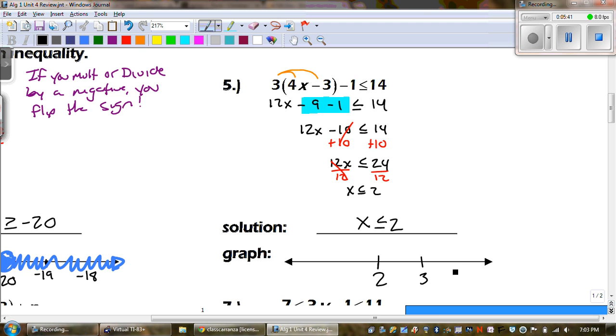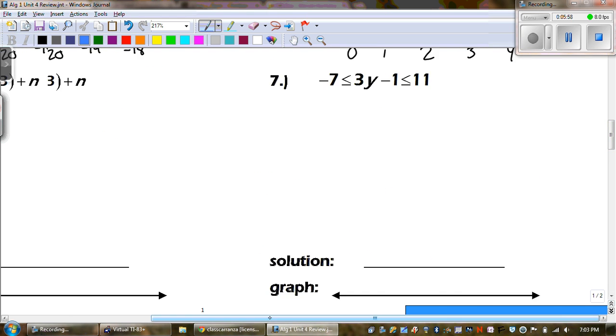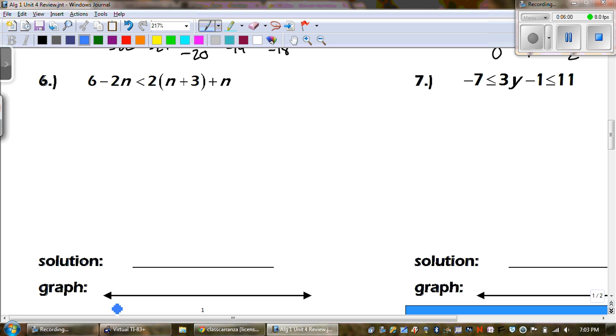So graphing that, 3, 2, 1, 0. Are we open or closed at 2? We are closed, and we shade to the left. All right, number 6.